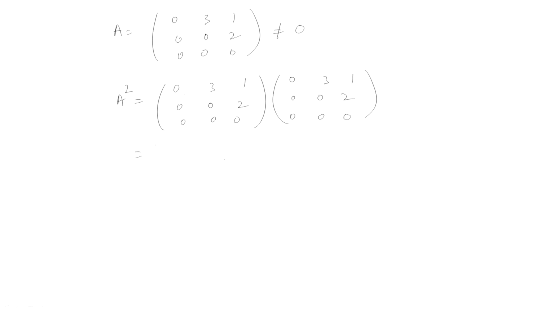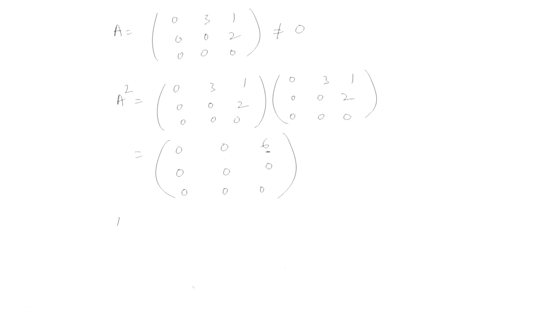Now you can easily verify: this row with this column is 0, this row with this column is again 0, and this row with the last column is 6. All other entries are 0. Let us check this entry once again: this row with the last column is 0 times 0 plus 3 times 2, so it is 6.